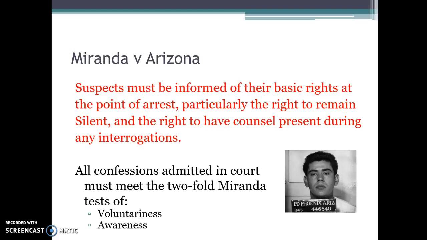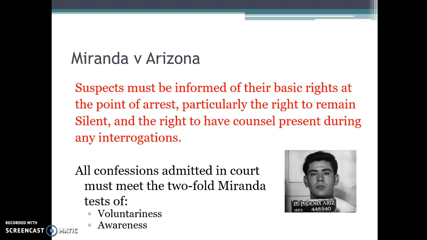An important Supreme Court case that goes with the Fifth Amendment, by far, is Miranda versus Arizona. This lays out the precedent that suspects have to be informed of their basic rights, their rights of the accused, at the time they're arrested, and particularly their right to remain silent. They also need to be told that they have the right to counsel, or a lawyer, present during any interrogation.